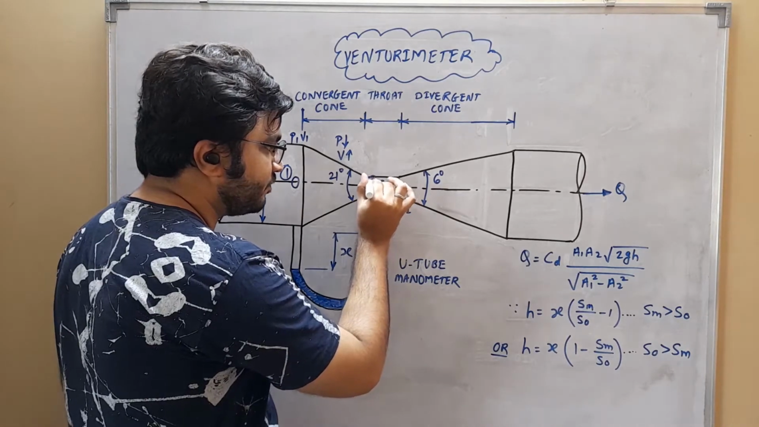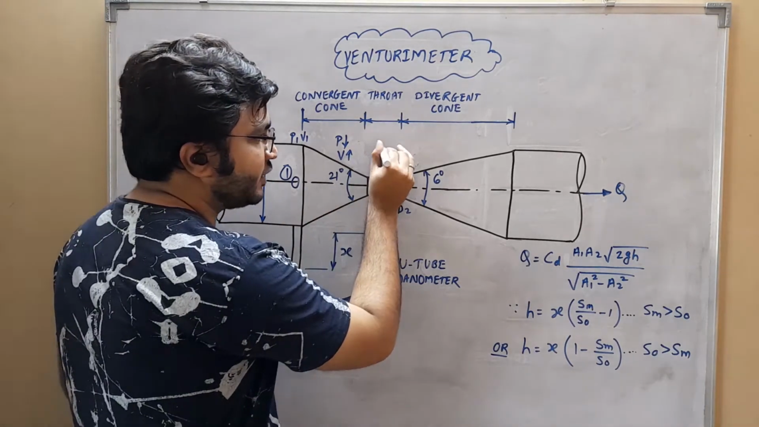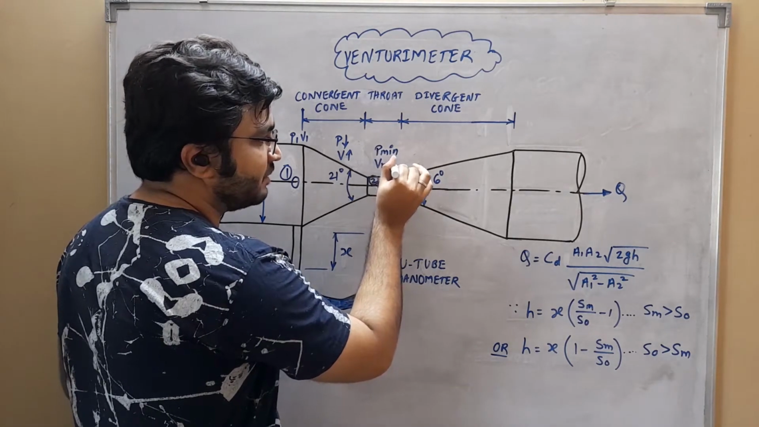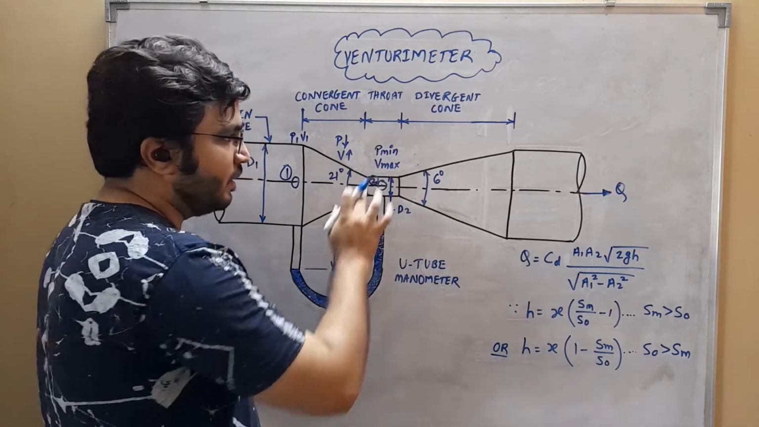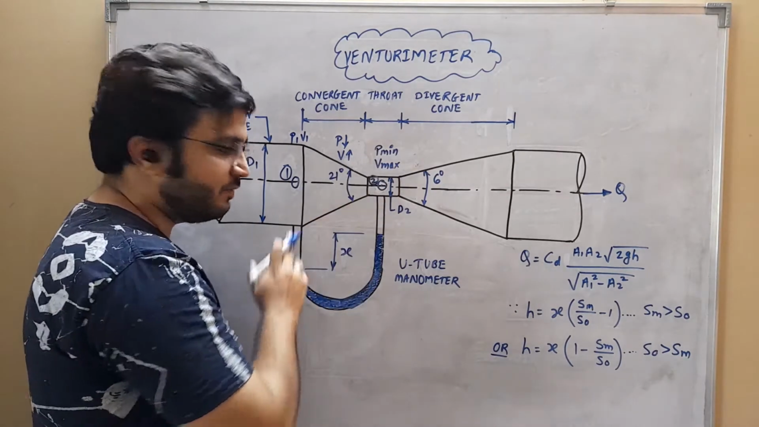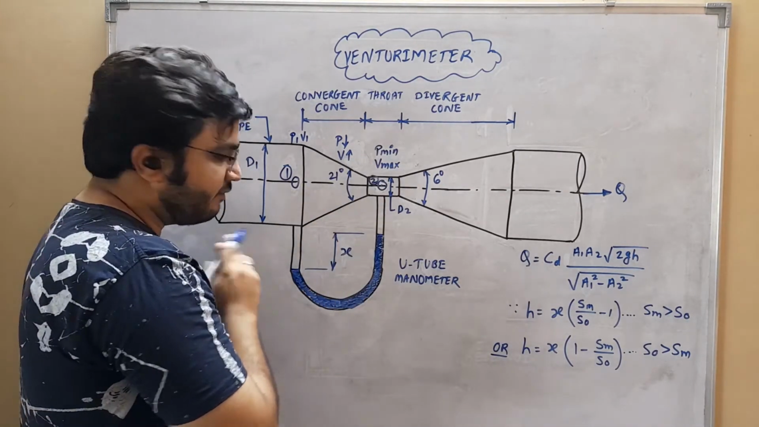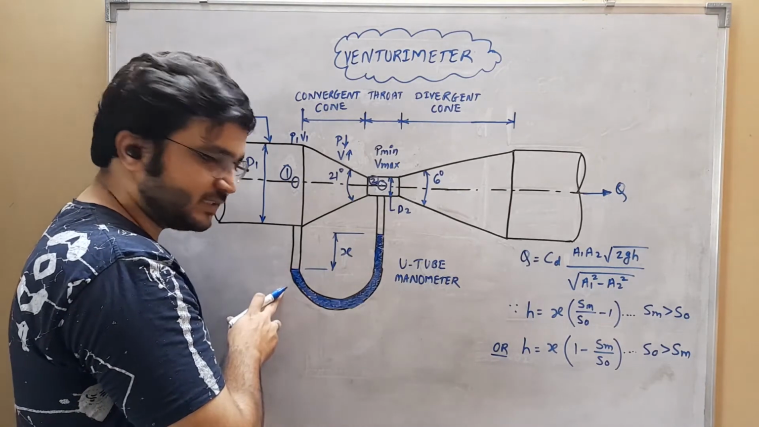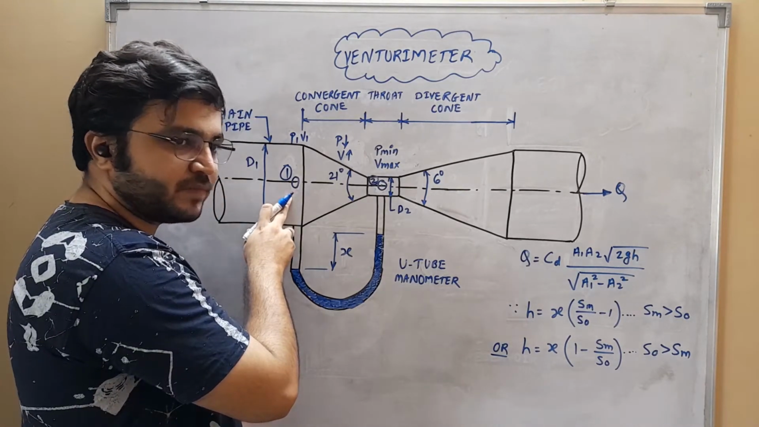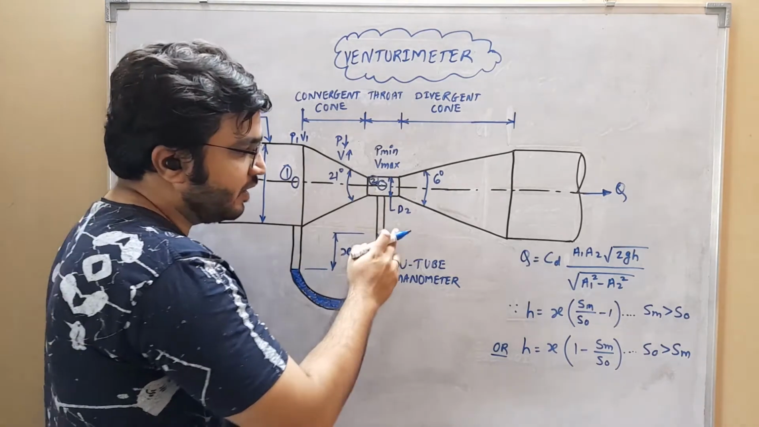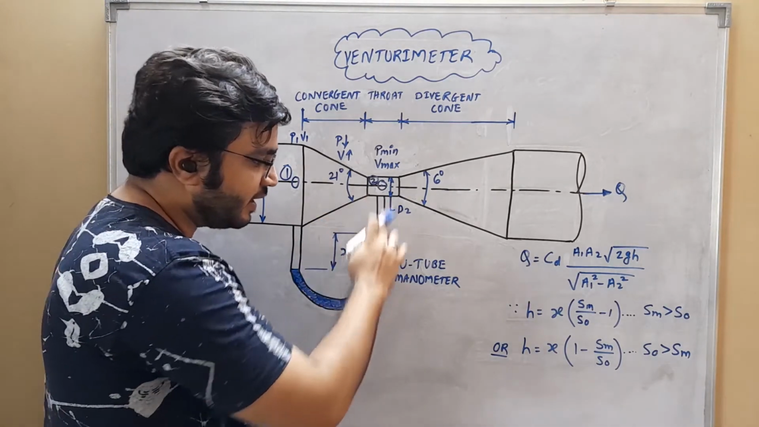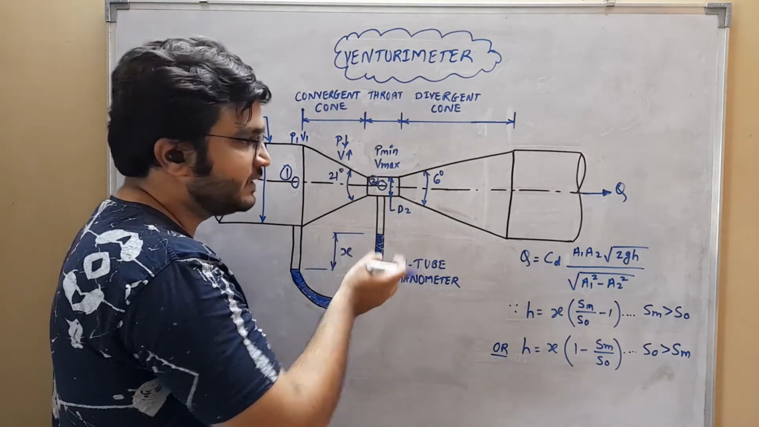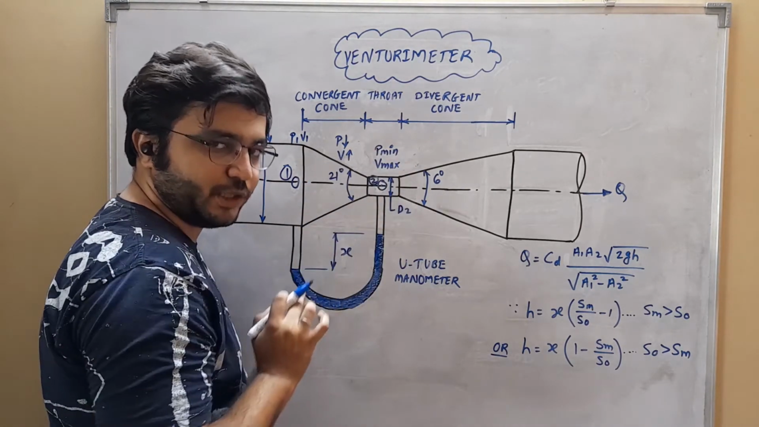So now at throat section, since the area is going to be minimum, that is at section 2, here the pressure is going to be at its minimum value and velocity will be at its maximum value. Because of this pressure difference created between these two sections, the level of manometric liquid in the left limb of the manometer will be less, since the pressure here will be more, and the level of manometric liquid in the right limb of the manometer at section 2 will be more, since the pressure is at its minimum value.